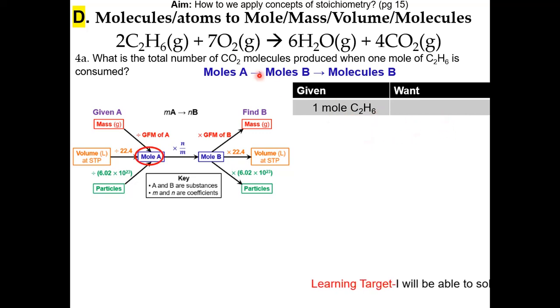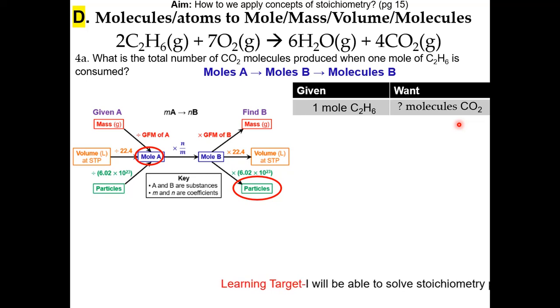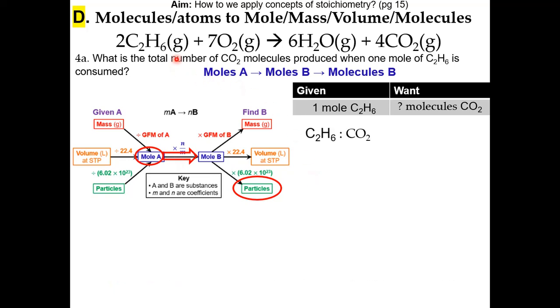So what do we want? We want the molecules of CO2. So the first step is to go from moles of A to moles of B through a mole ratio. From the chemical equation, the mole ratio between C2H6 and CO2 is a 2 to 4 ratio. Since we have 1 mole of C2H6, we have 2 moles of CO2 when we cross multiply.